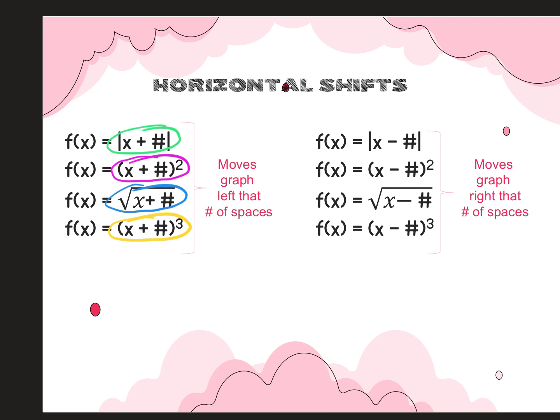Look at that for a second. Is there a typo in this? All of these are what sign in the middle? Positive, but it moves the graph which way? Left. Doesn't it make sense that if it was positive, it would move to the right? And if it was negative, it would move to the left? Okay, it's just the opposite.